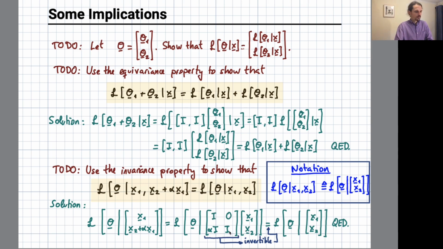So it's pretty easy. And now we just need to recognize that this matrix is invertible, right? This can be seen in multiple ways. Perhaps the simplest one is to note that the determinant is 1, right? It's the product of the diagonal entries because this matrix is triangular, and therefore it is invertible. So as per the invariance property of the previous slide, this matrix here can be removed and we recover the LMMSE estimator of theta given x1 and x2.